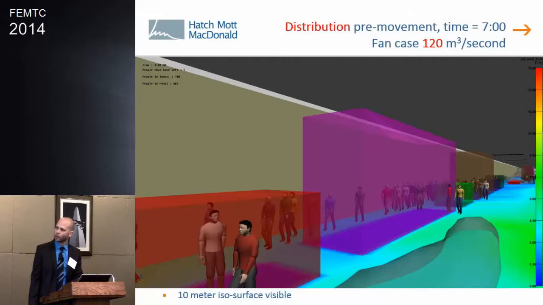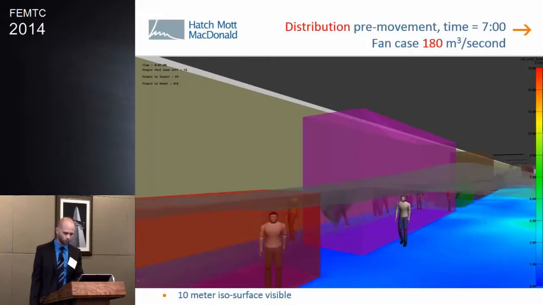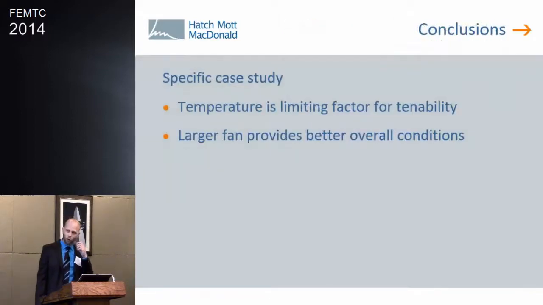Similarly, if we then start looking at the distribution, this is a distribution case at 120 meters cubed, and this is 180 meters cubed per second. So hopefully kept that relatively short. The conclusions, I think, for this specific case study, they may be a bit irrelevant, but in this case study we found that the tenability was most limited by temperature, actually, and fairly early on.